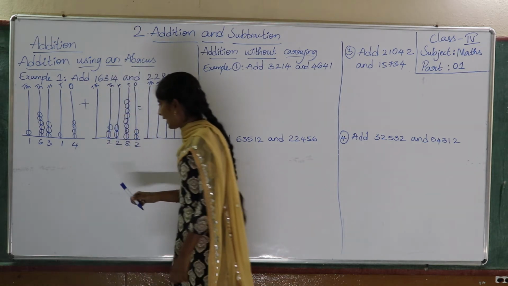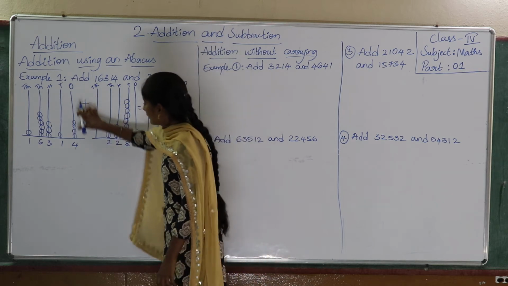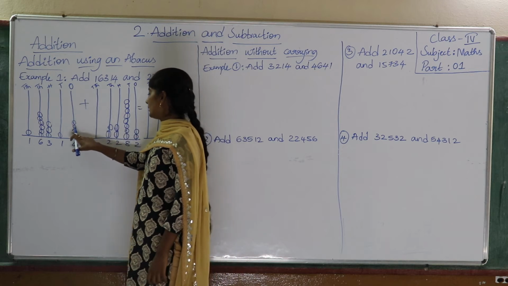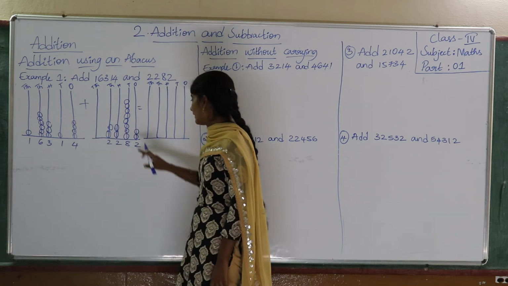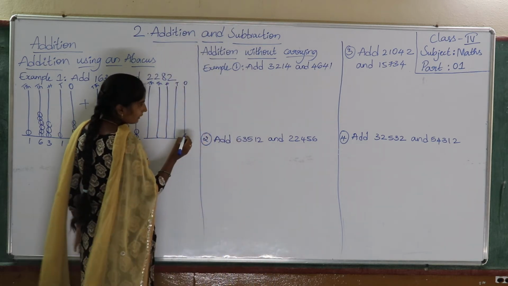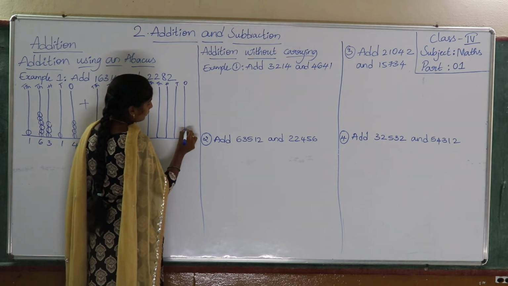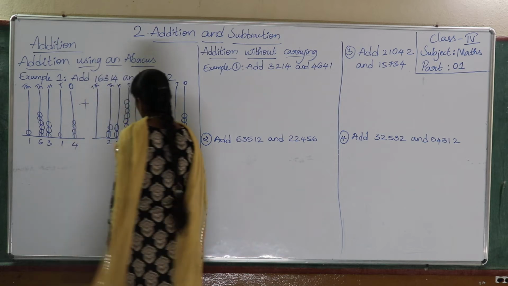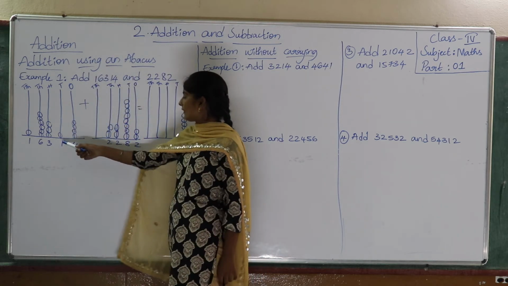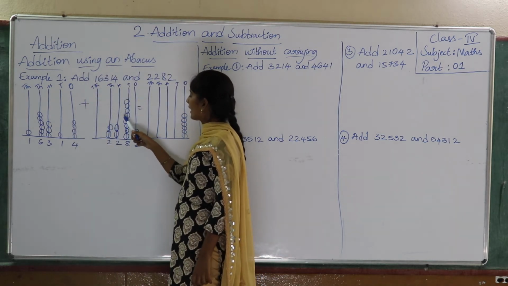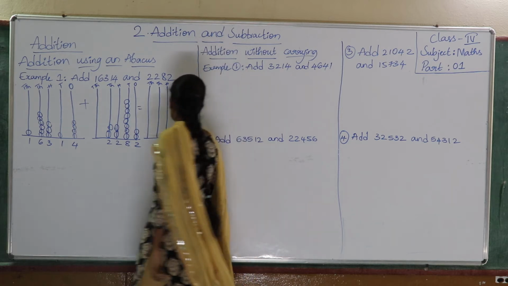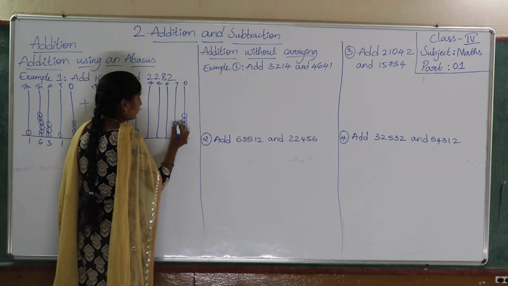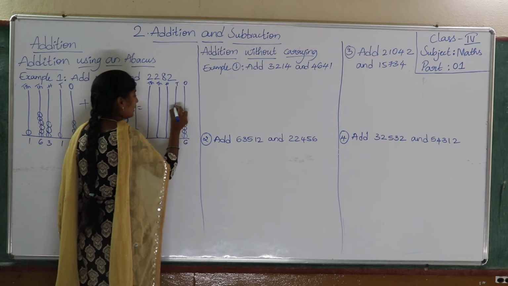Now, how should we add beads? First, count the beads in the ones place in the 2 numbers. So 1, 2, 3, 4. Here 5, 6. So ones place, how many beads children? 6. Next, go for the tens place. How many beads? 1, 2, 3, 4, 5, 6, 7, 8, 9. So draw 9.